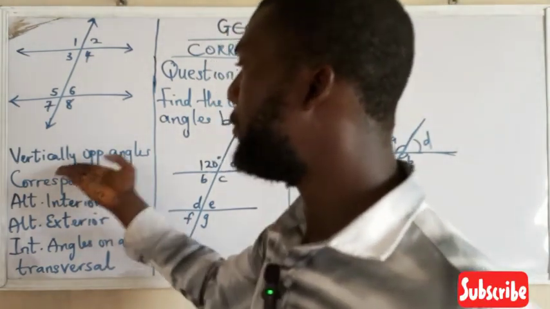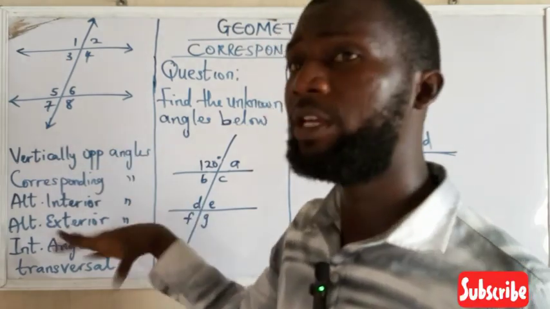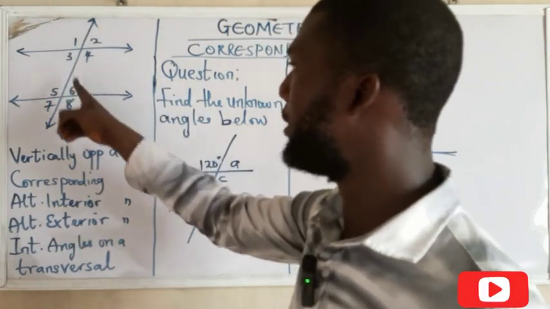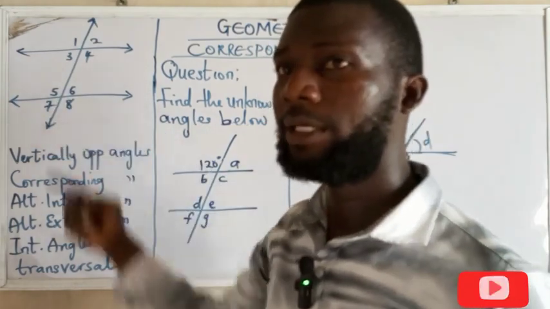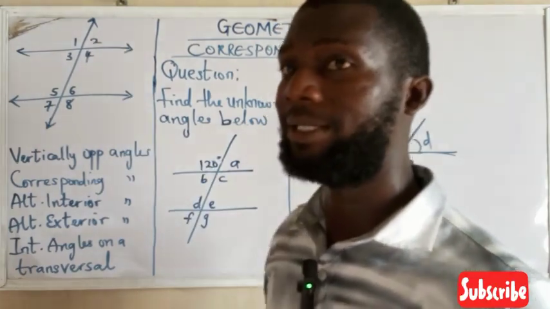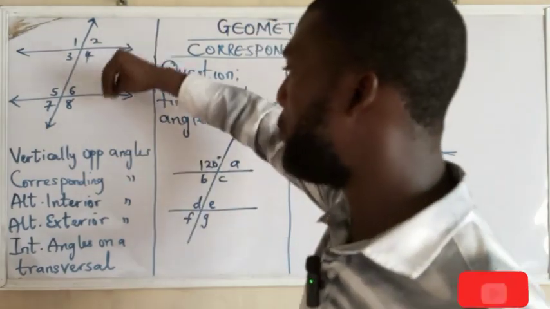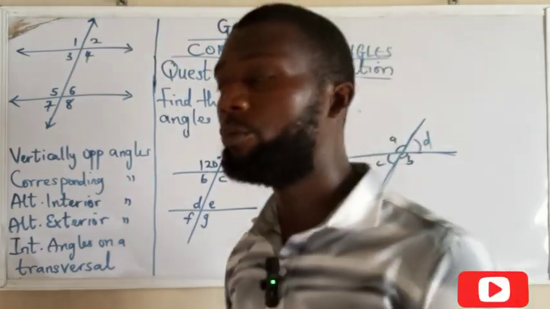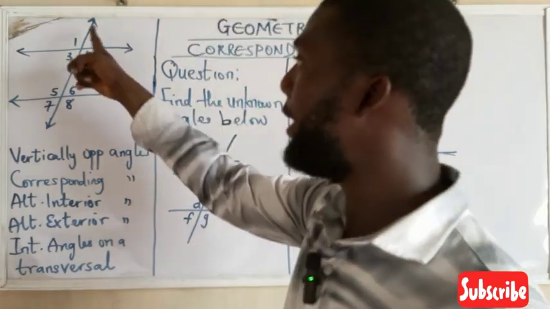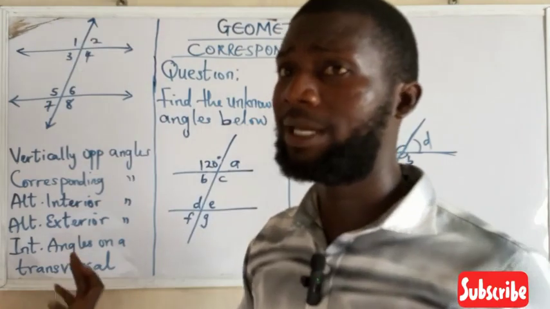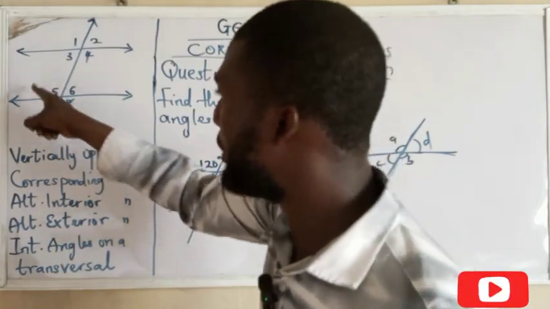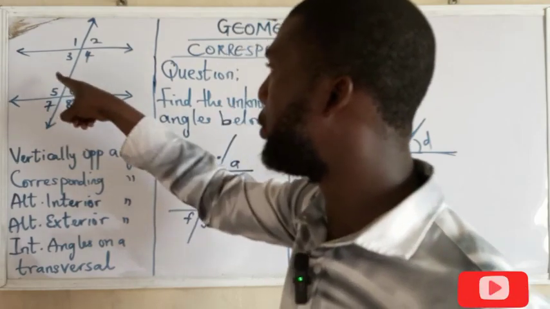The reason why you can see vertically opposite angles reappearing here is because this line intersects and this line also intersects. So in this case, we have two lines intersecting, which is why vertically opposite angles can still be formed from it. Vertically opposite angles can be formed when two lines intersect, so you can find them on this region, and you can also find them on this region.